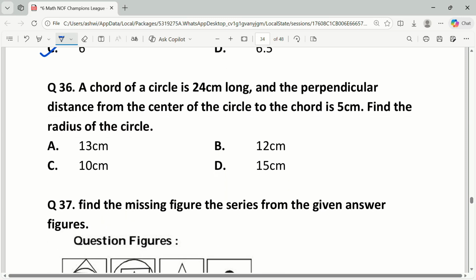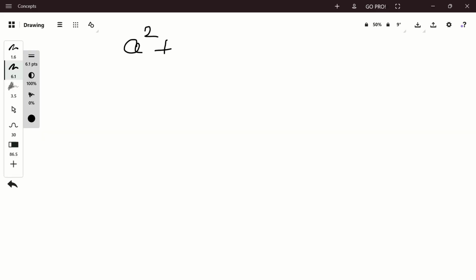The chord of a circle is 24 centimeter long, and the perpendicular distance from the center of the circle to the chord is 5 centimeter. Find the radius of the circle. The perpendicular from the center to a chord bisects the chord, forming a right angle triangle with the radius as the hypotenuse. Half of the chord length is one leg and the perpendicular distance is the other leg. Using the Pythagorean theorem, we have a square plus b square is equal to c square, where c is the radius.